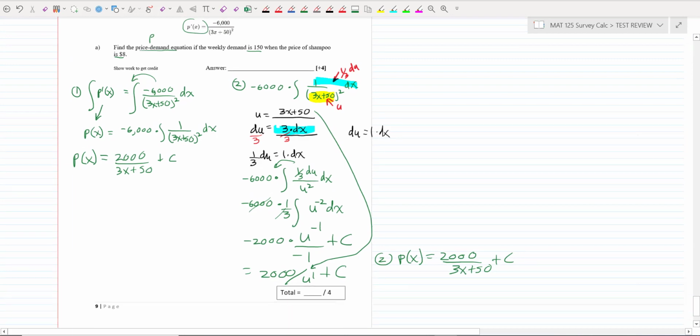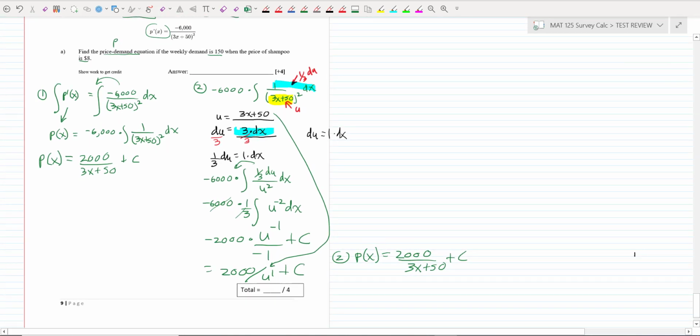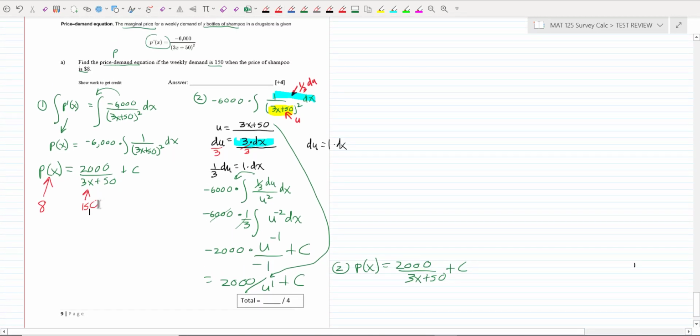So you have to integrate. Now that one just happened to be a u substitution because of that 3x plus 50. Now you have an initial condition. This basically says when you have a price of $8, the demand, which is x, is 150. Now you can plug that in and you can use this to find c then. Okay? All right, so we're going to find the price demand equation for that value.